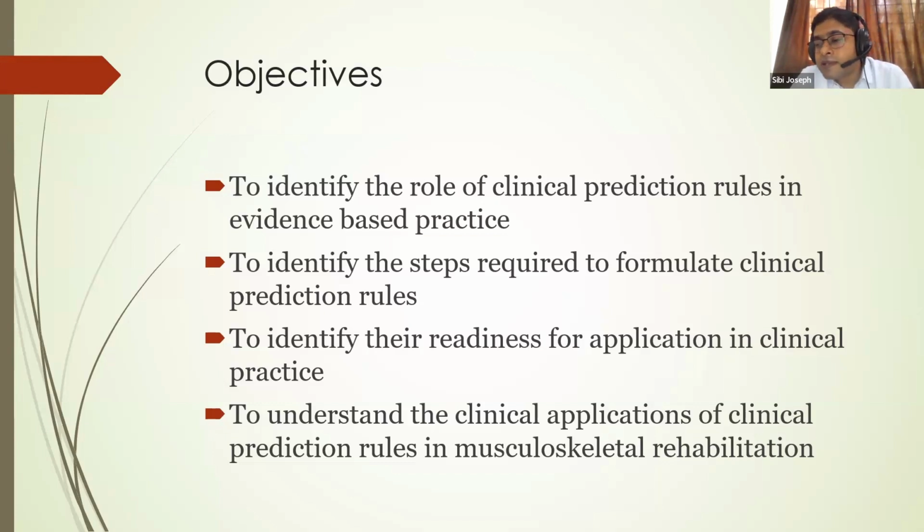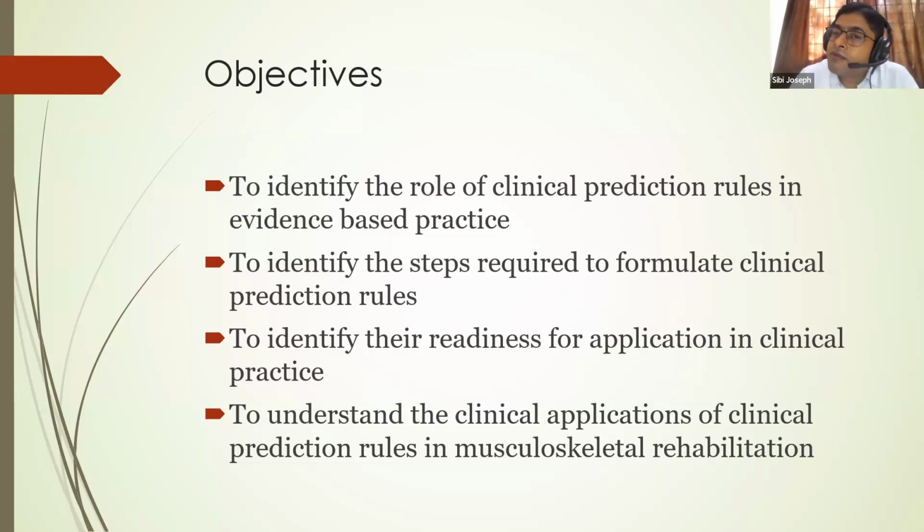Now, for all these things, you have something called evidence-based practice. I'm sure you all are familiar with what evidence-based practice is. Evidence-based practice is the conscientious, explicit, and judicious use of current best evidence in making decisions about the care of individual patients or clients. Now, this EBP requires decisions about healthcare based on the best available, current, valid, and relevant evidence.